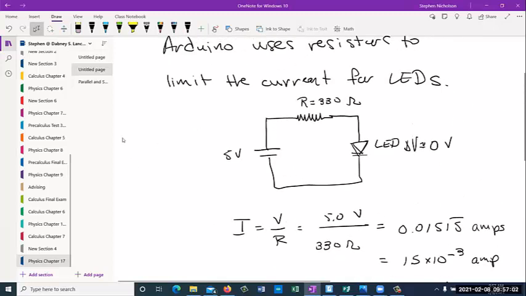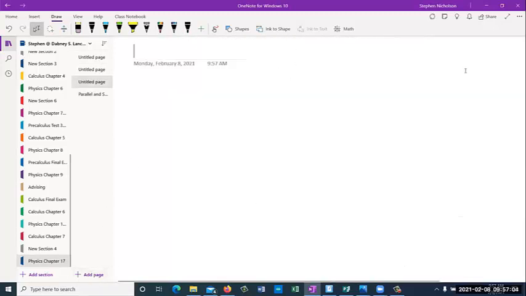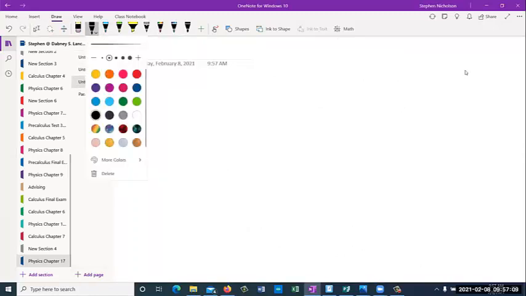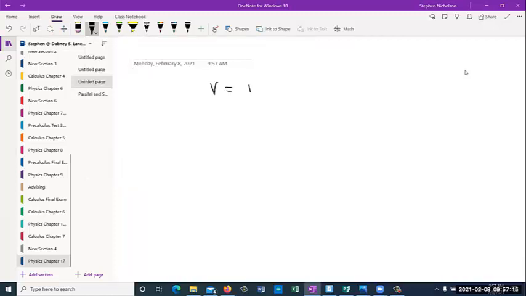Units for resistance. Well, we know they're ohms, so what the heck is an ohm? Again, this is the one I remember: voltage is current times resistance. So resistance is voltage divided by current. We know the units for this: volts and amps. So the units for resistance are volts per amp.